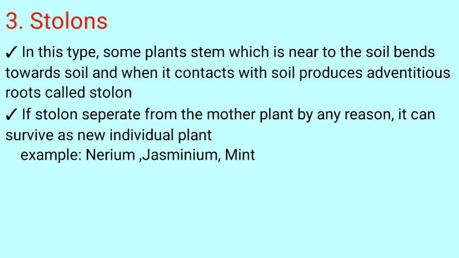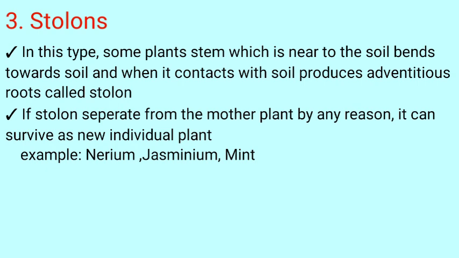The third one, stolons. In this type, some plant stem which is near the soil bends towards the soil and, when it contacts the soil, produces adventitious roots, called a stolon. If stolons separate from the mother plant for any reason, they can survive as new individual plants. Examples for stolons are Nerium, Jasminum, and mint plant.